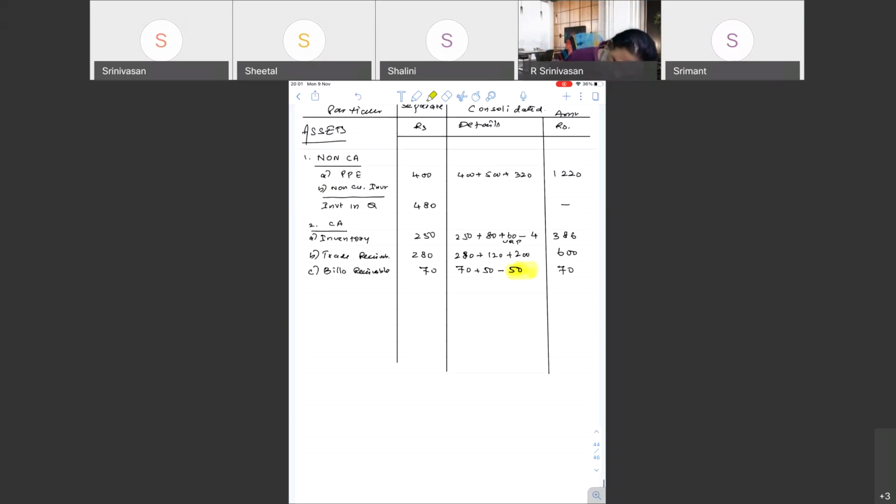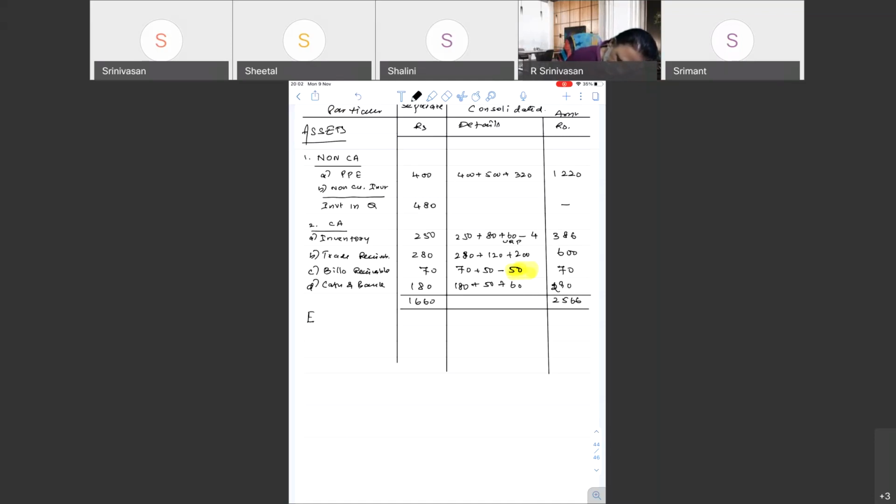Then cash and bank. There is no problem in that. How much is cash and bank? You have 180 and 180 plus 50 plus 60, so this total is 290. Total here is 2566. And whatever they have given here, total assets are 1660. We have not changed anything, so 1660.